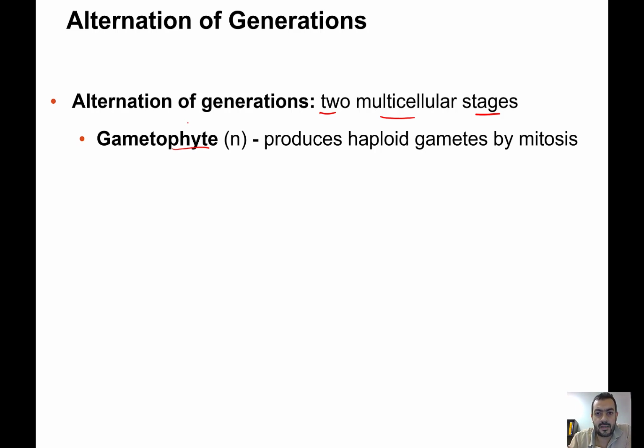This is characterized by... so gametophyte is a haploid stage. It produces, from the name itself, the gametes, and these gametes will be produced from the gametophytes through the process of mitosis. Why? Gametes are haploid and gametophytes are haploid, so to maintain the same number of chromosomes we will use mitosis.